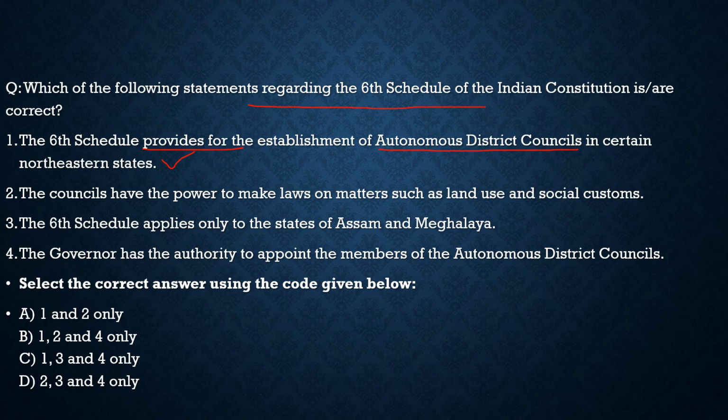They decide what act should be applied in the region or not, so that it becomes the buffer for the people. Then second, the council has the power to make laws on matters such as land use and social customs, 100% correct. In the fifth schedule, we saw that the governor has the extreme powers.